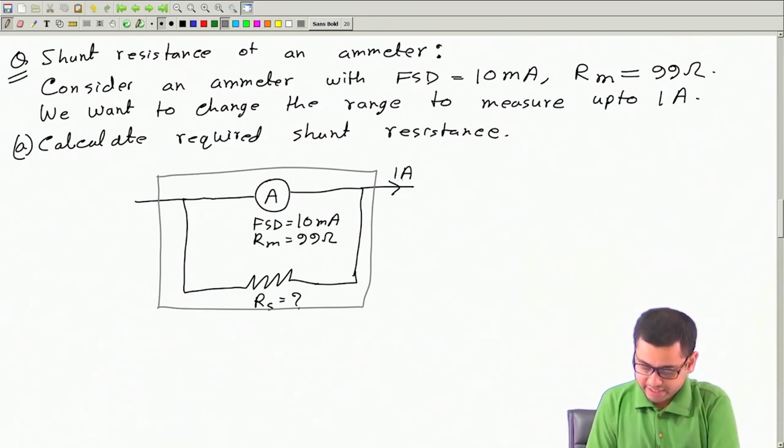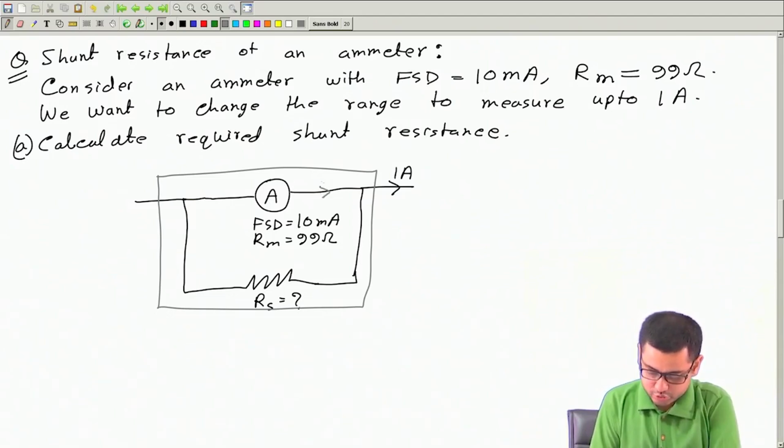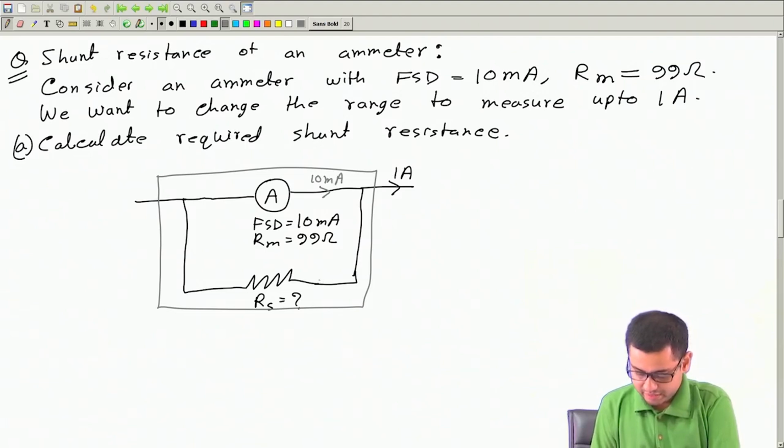That means when this current is 1 ampere, this current should be 10 milliampere, and if so, then the remaining current must flow here. So this will be how much? This will be 1 ampere, means 1000 minus 10, so 990 milliampere. Now, what will be the value of Rs?